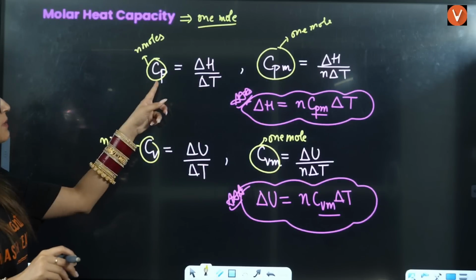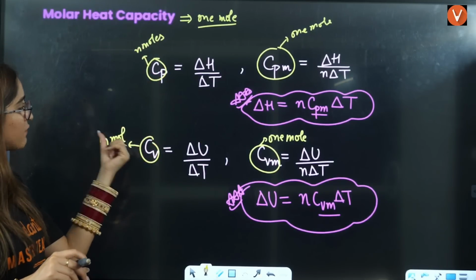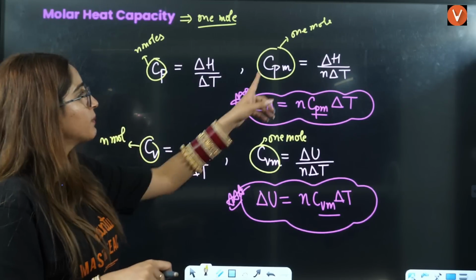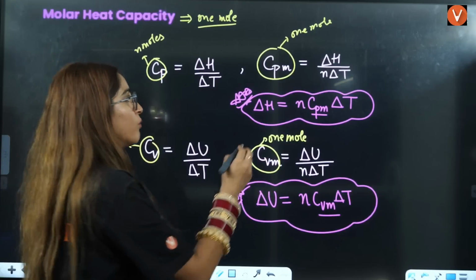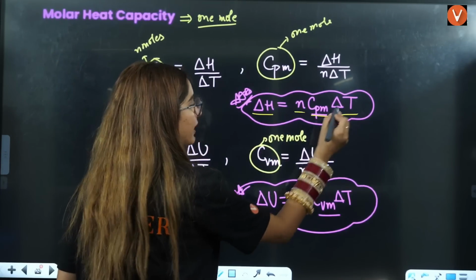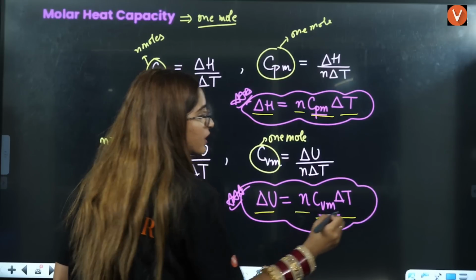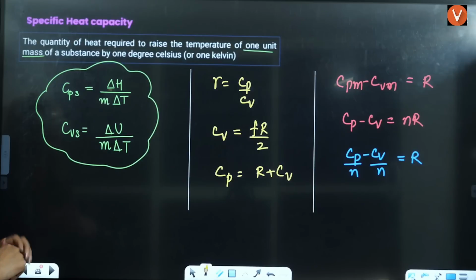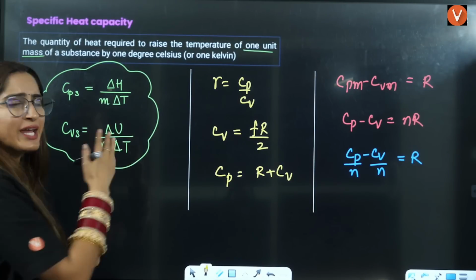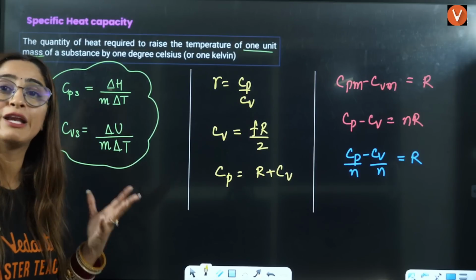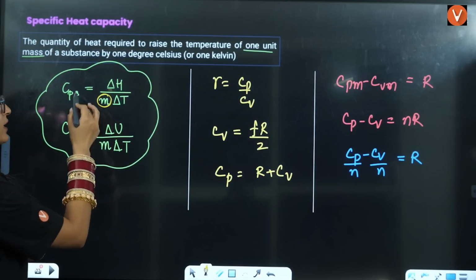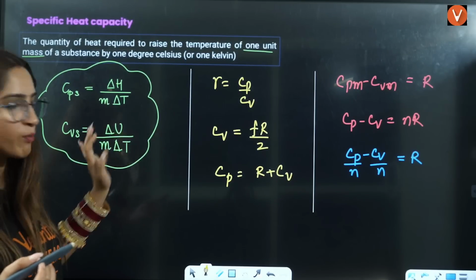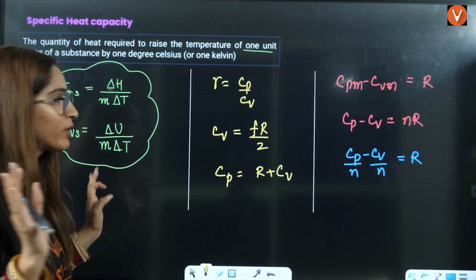If you write Cp for n moles and Cv for n moles, then for molar heat capacity, that is for 1 mole, it will be Cpm and Cvm. And the formula is delta H is equal to n Cpm delta T. Delta U is equal to n Cvm into delta T. Okay, these two are very important formulas. Next is specific heat capacity, which is for 1 kilogram of mass. So that is why we divided the heat capacity by m, right? This is not very important. Molar heat capacity is very, very important, right?